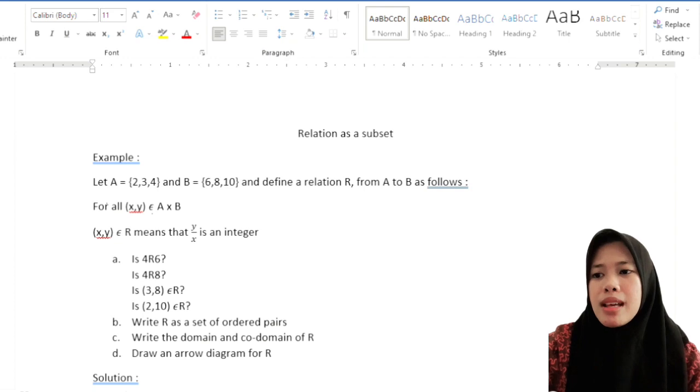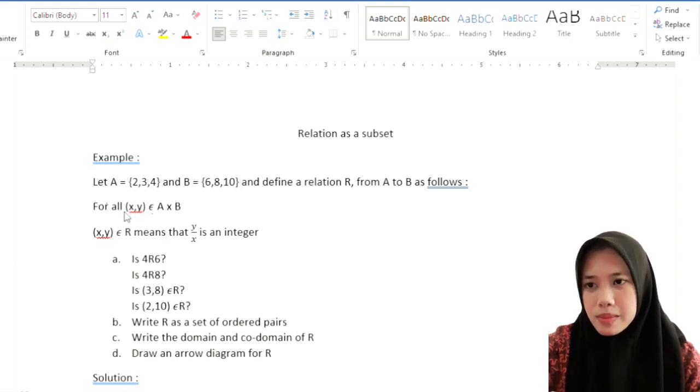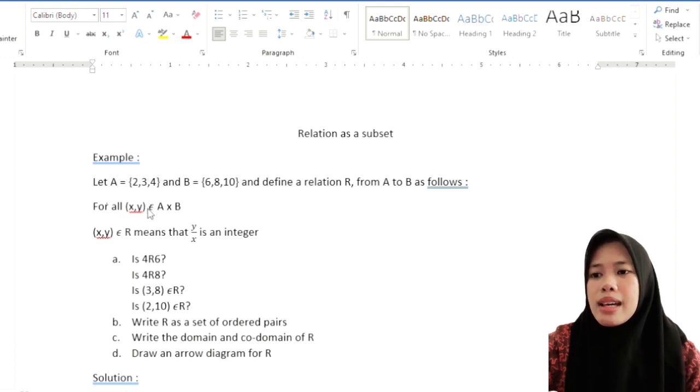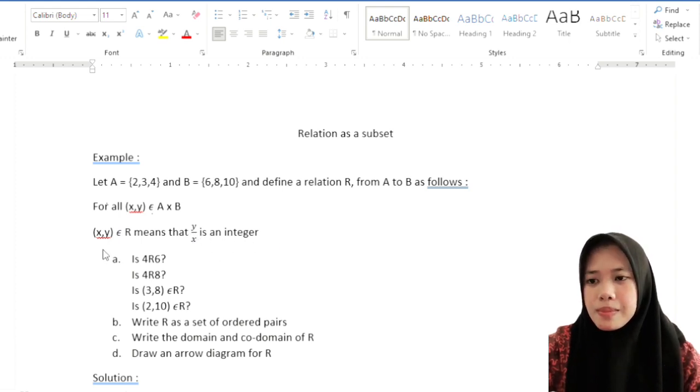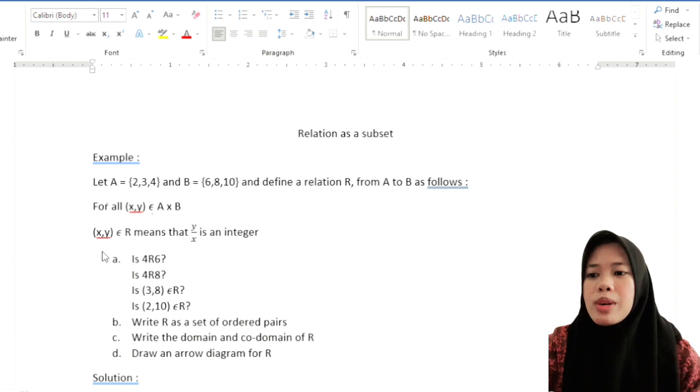For example, let set A equal 2, 3, and 4, and set B equal 6, 8, and 10, and define our relation R from A to B as follows. For all x and y an element of A and B, here's the condition: (x, y) is an element of R means that y over x is an integer. Here's the question. Is 4 related to 6?